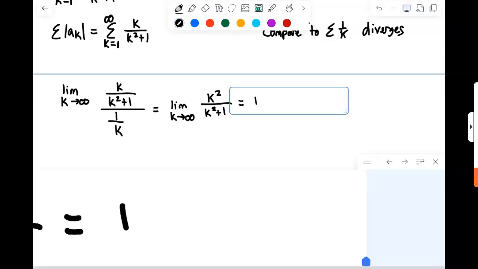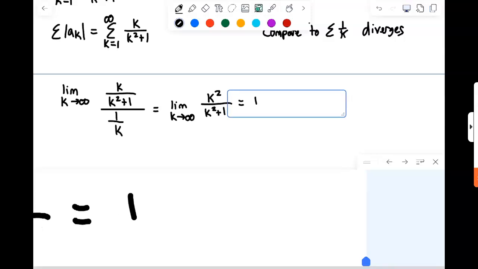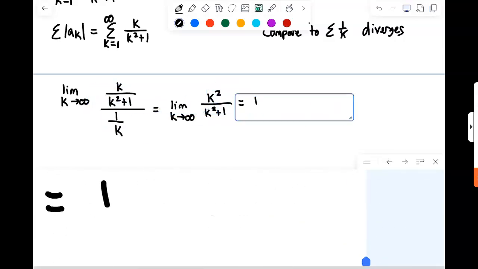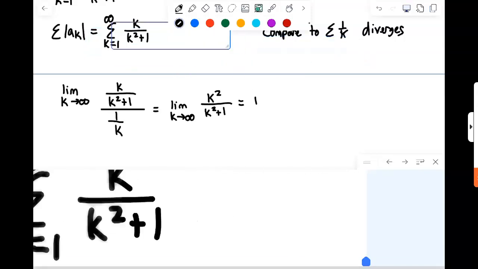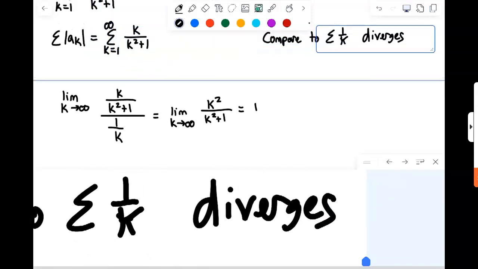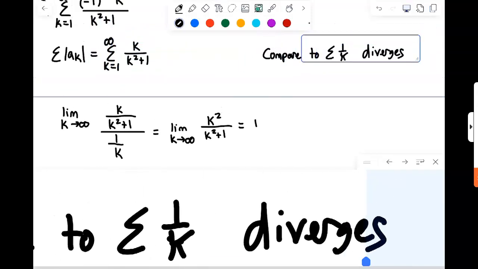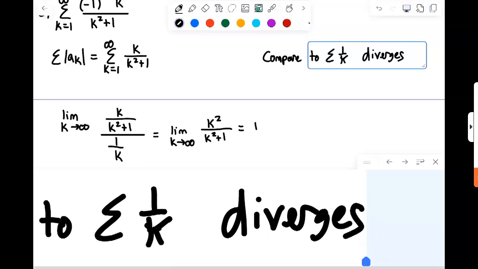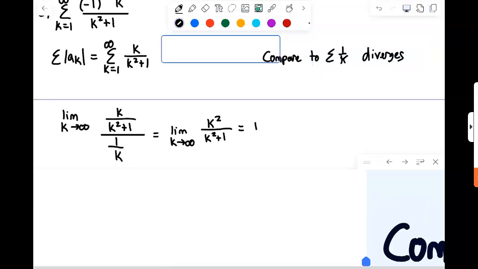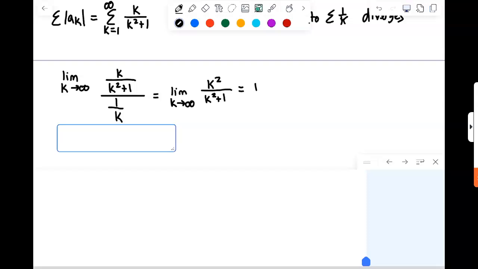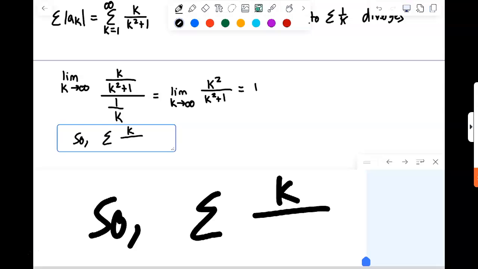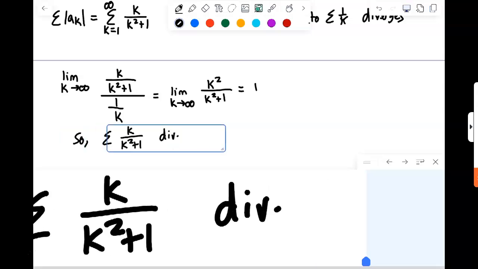And so by the limit comparison test, since the limit of the ratio is 1, this is basically behaving exactly like 1 over k. They're on the same level. And so since the harmonic series 1 over k diverges, we can now say that this sequence, k over k squared plus 1, also diverges. So the absolute value one diverges.